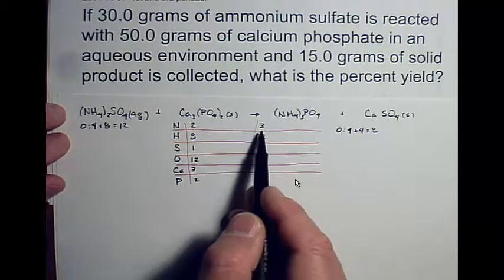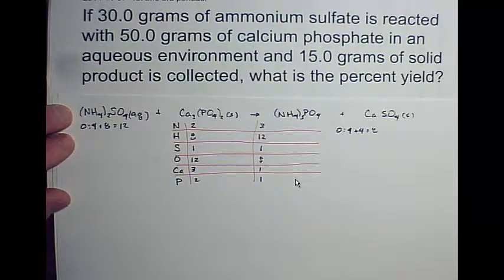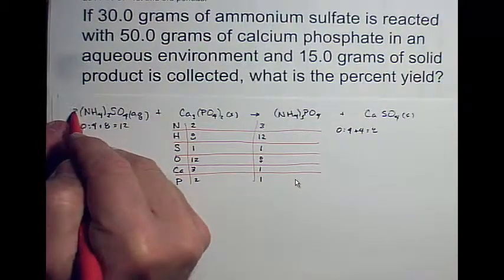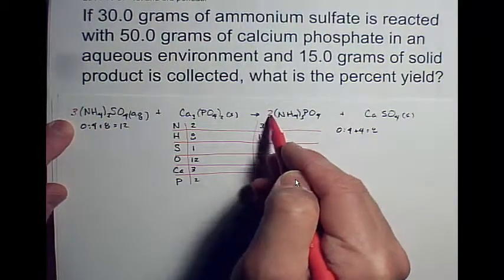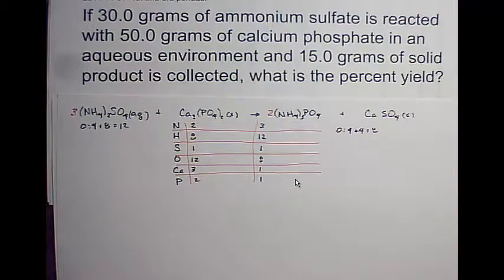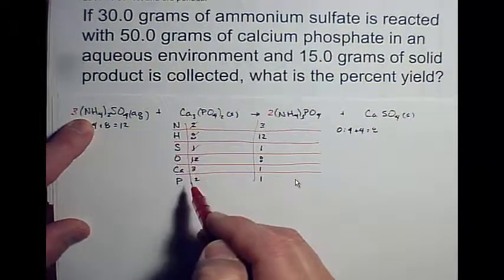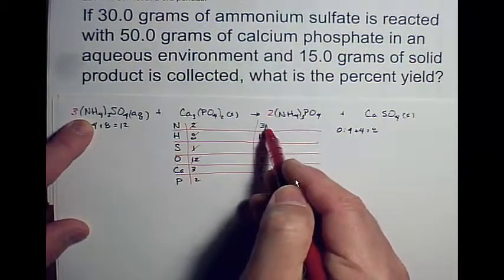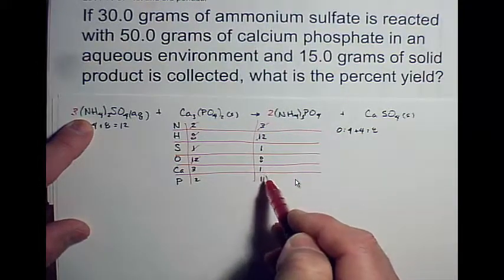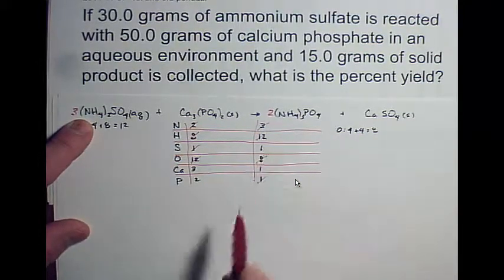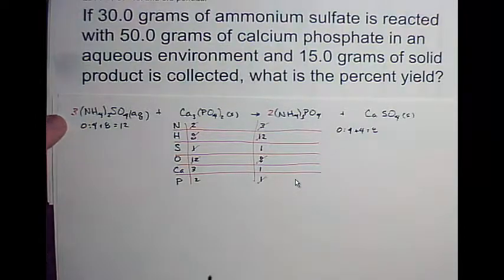I've got 2 on the left, 3 on the right. If I put a coefficient 3 here and a coefficient 2 here, that should make the nitrogens even out. So let's see, that's going to change the nitrogens and hydrogens and sulfurs and oxygens on this side. Over here it's going to change nitrogens and hydrogens and phosphoruses and oxygens. So let's recount everything then.